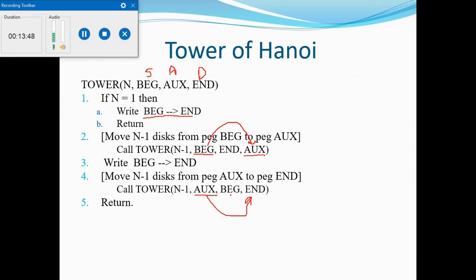So the first step would be to copy the n minus 1 disks from source to auxiliary with the help of destination, and copy the nth disk directly from source to destination, and the third or final step would be to again move the n minus 1 disks that are residing in the auxiliary position to the destination position with the help of source. So we have source here as the beginning, auxiliary as the auxiliary, and destination as the end. So hopefully this algorithm is okay.